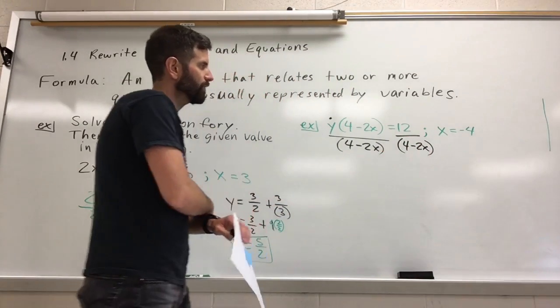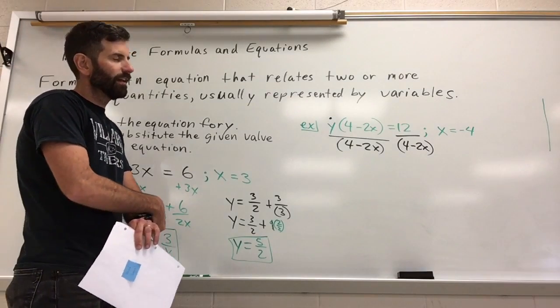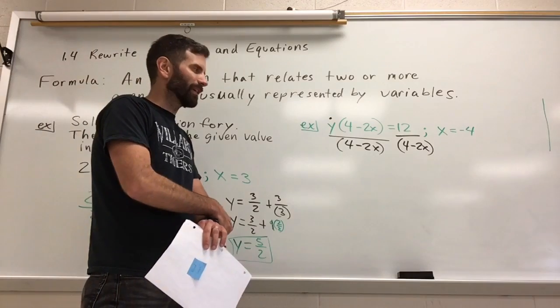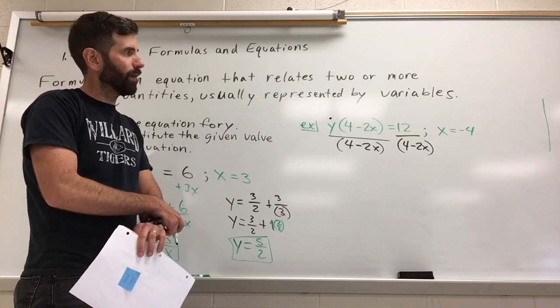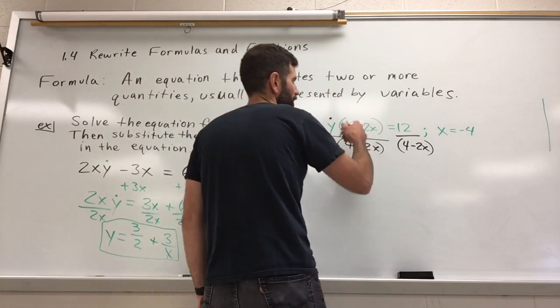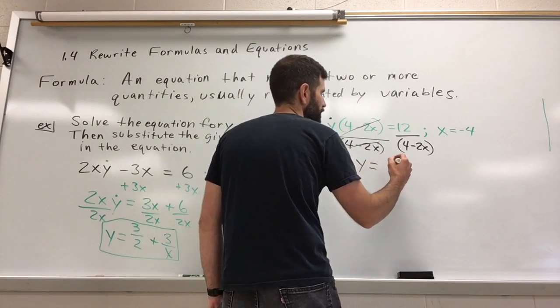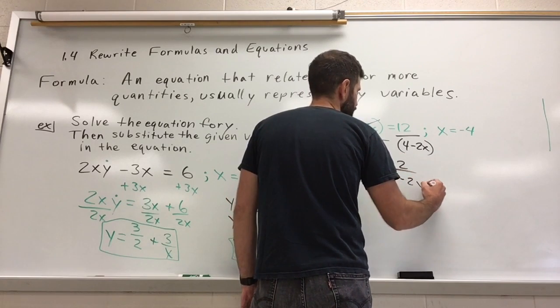So kind of the strange thing about rewriting formulas and equations is a lot of times your result is not any simpler looking than what you began with, but it's written a different way. And that's kind of the case here. Those divide out to make 1, and we get y equals 12 over 4 minus 2x.